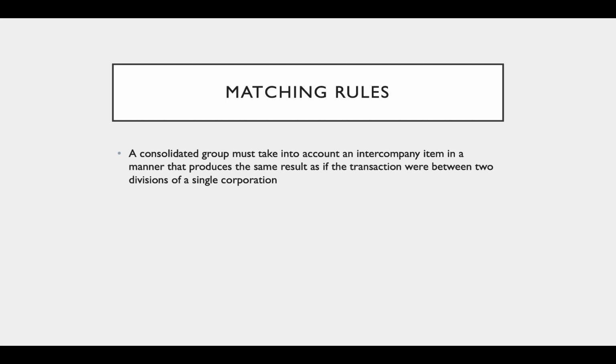So we're going to talk about the matching rule and the acceleration rule. And I think the best way to understand these is by examples. So the matching rule says that a consolidated group must take into account an intercompany item in a manner that produces the same result as if the transaction were between two divisions of a single corporation.